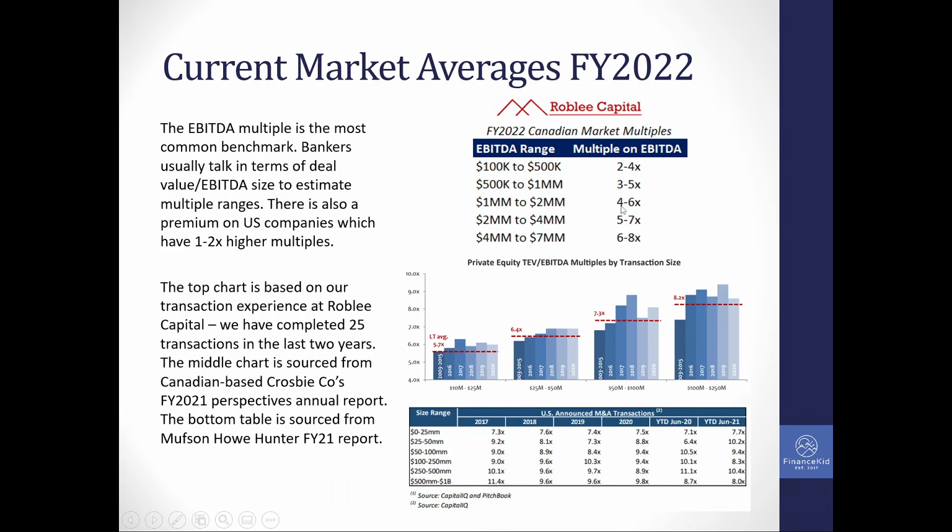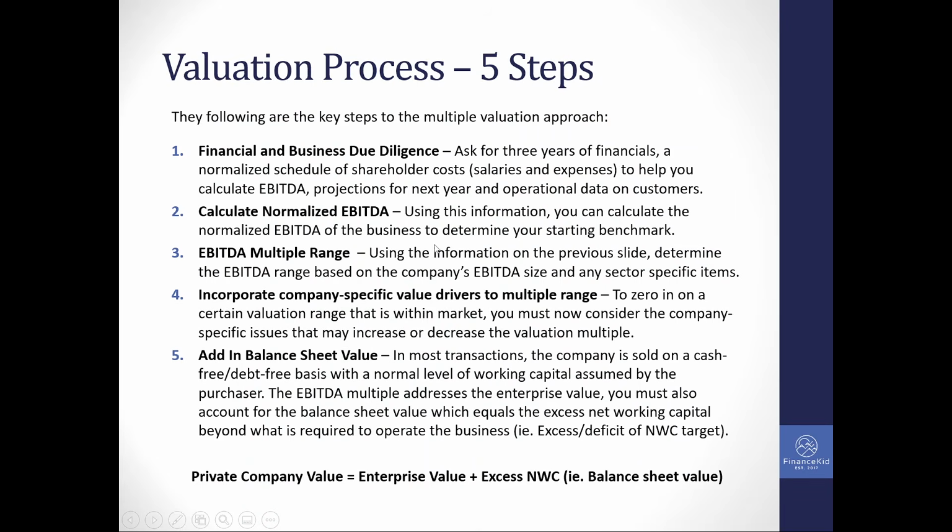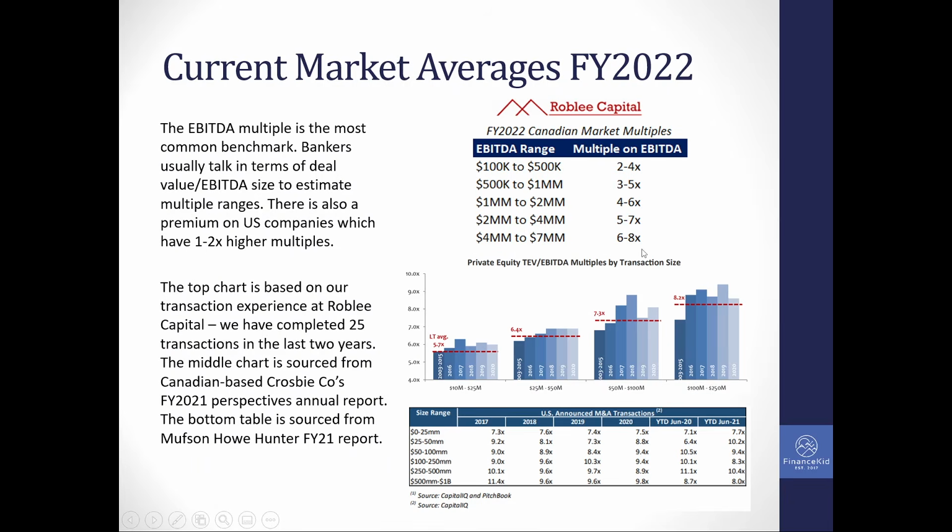So I know my range is around 4 to 6 times on my $1 million in EBITDA. And then number 4, I want to now incorporate company-specific value drivers and limiters to determine where in that multiple range I will be. Because no one is going to have a serious conversation with you if you say, hey, I'm worth $1 million and I expect 4 to 6 times.